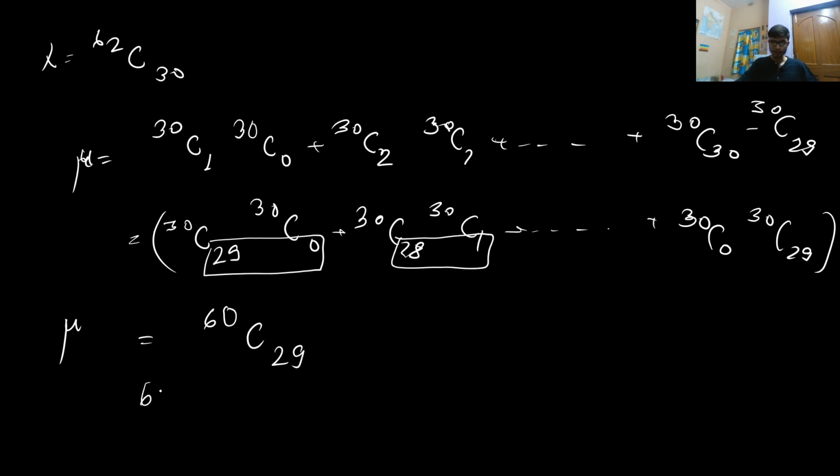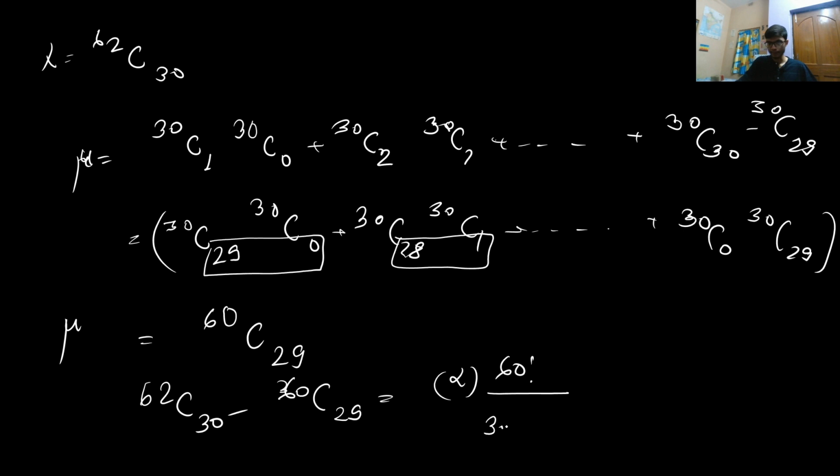So the problem asked is 62C30 minus 60C29 is equal to alpha times 60 factorial divided by 30 factorial divided by 31 factorial. Now for the value of alpha you have to solve this. For 62C30, I can write this as 62 divided by 30 into 61 divided by 29.